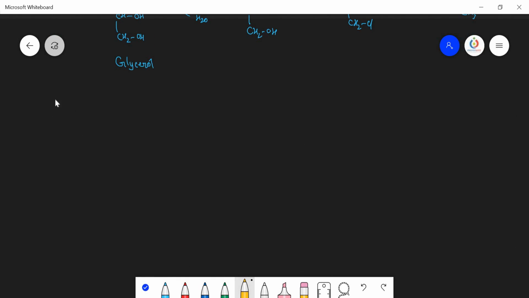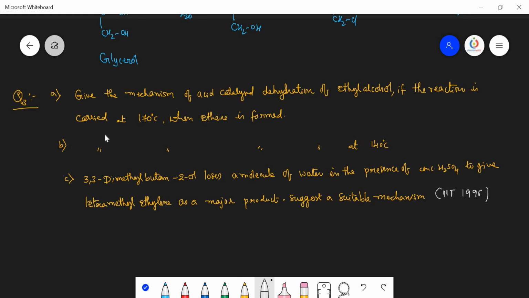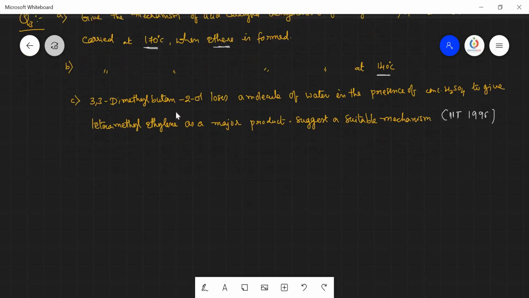There are many important questions. So question number 3. The question is: give the mechanism of acid catalyzed dehydration of ethyl alcohol if the reaction is carried out at 170 degrees centigrade when ethene is formed. The second question is the same acid catalyzed dehydration of ethyl alcohol, but now at 140 degrees centigrade. And the third question is 3,3-dimethylbutan-2-ol loses a molecule of water in the presence of concentrated sulfuric acid to give tetramethylethylene as a major product. Suggest the suitable mechanism. Okay, let us see them.